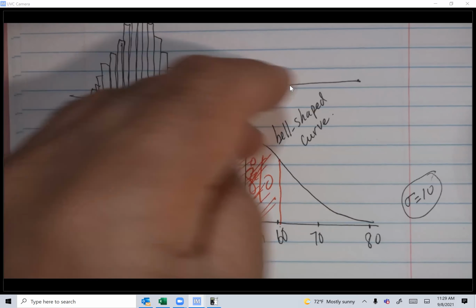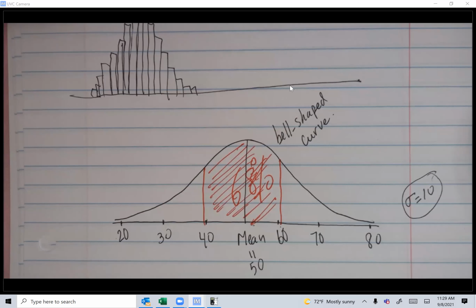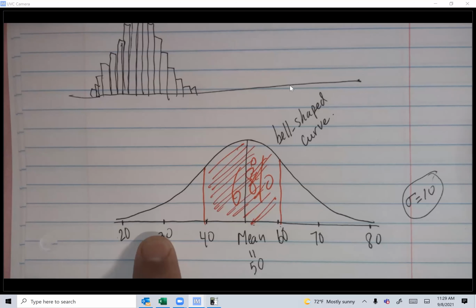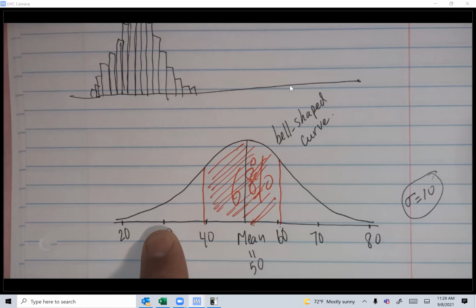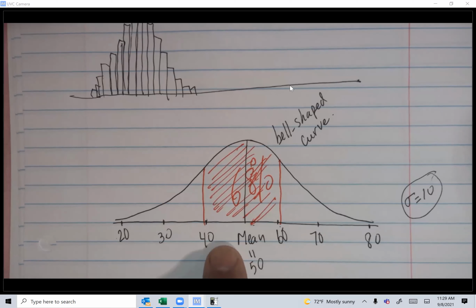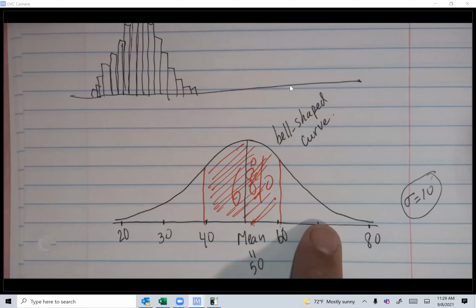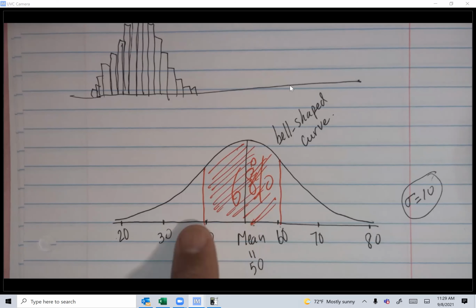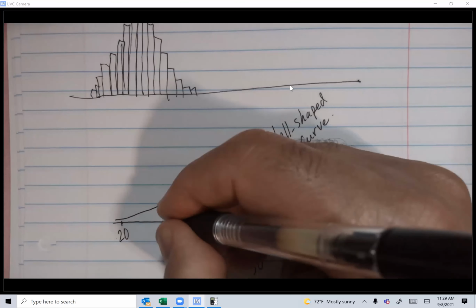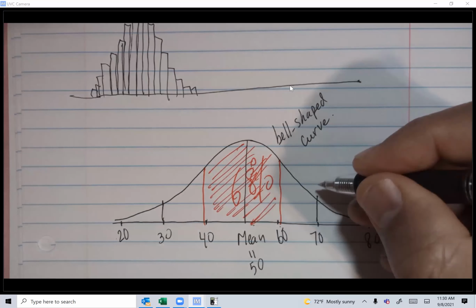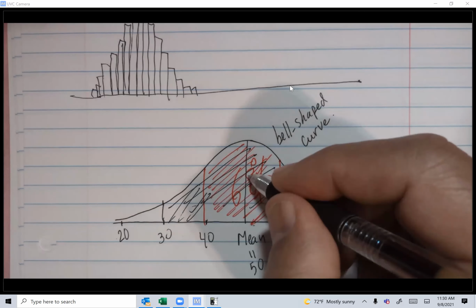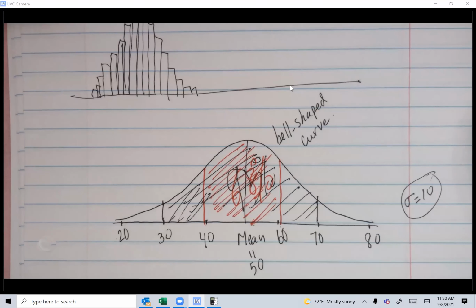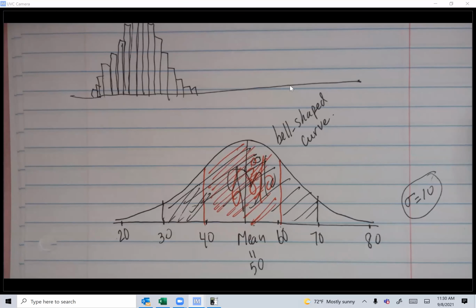The whole thing is 100%. Now, within 2 standard deviations of the mean, guys, means between 30 and 70, because 50 plus 10 plus 10 will give you 70, and 50 minus 20 will give you 30. Here's the percentage the statistician found from the experiment: 95%. So 95% of us, guys, are within 2 standard deviations of the mean.